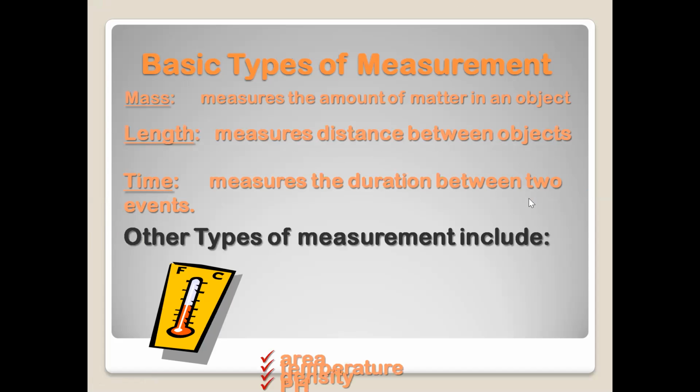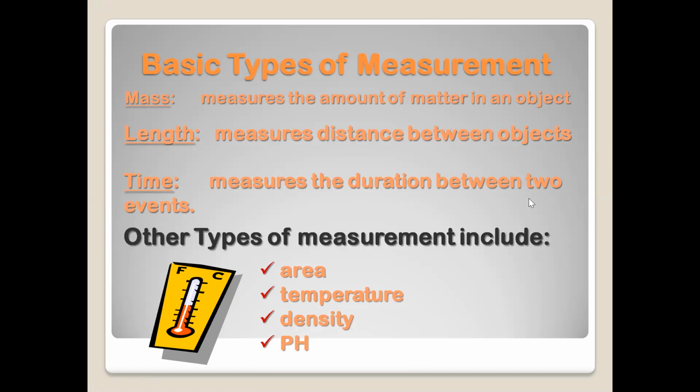For example, area, volume, temperature, density, pH, force, pressure, resistance, voltage, current, magnetic field. There are n number of other measurements which we will be using. As you might be knowing, from smaller classes we have been instructed that in physics we have to describe all the quantities in terms of the SI system. SI system means the International System of Units, which is accepted and adopted worldwide by scientists.